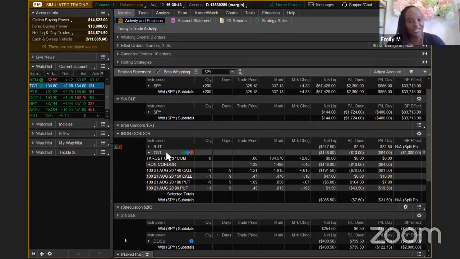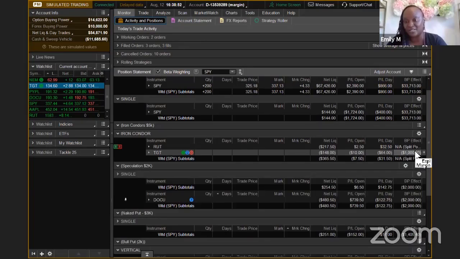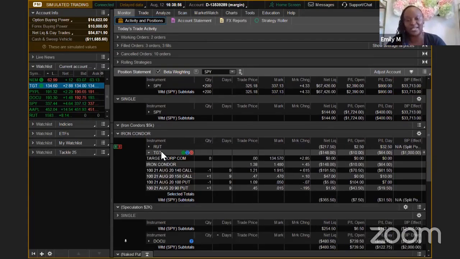Or you can just say, you know what, Target didn't work out for me. It broke above. I'm down $10. I can close the trade now, get my capital back because I do have $1,000 in this trade. I can get my capital back and live to trade another day and find something else to do. I'm going to ask you guys the question, so type it in the chat.